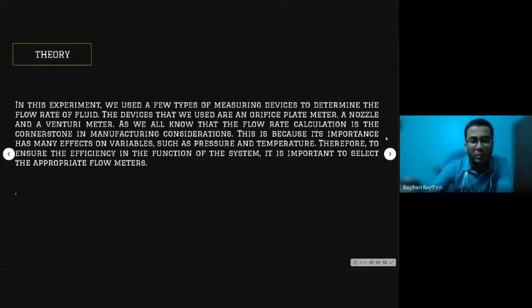So in this experiment, we used a few types of measuring devices to determine the flow rate of fluid. The devices that we used are an orifice plate, a nozzle, and a venturimeter. As we all know, the flow rate calculation is the cornerstone in manufacturing considerations. This is because its importance has many effects on variables such as pressure and temperature. Therefore, to ensure the efficiency in the function of the system, it is important to select the appropriate flow meters.